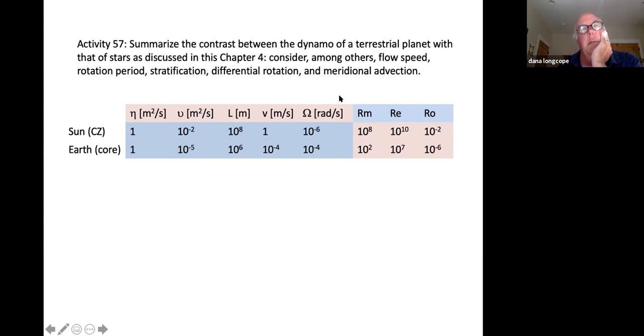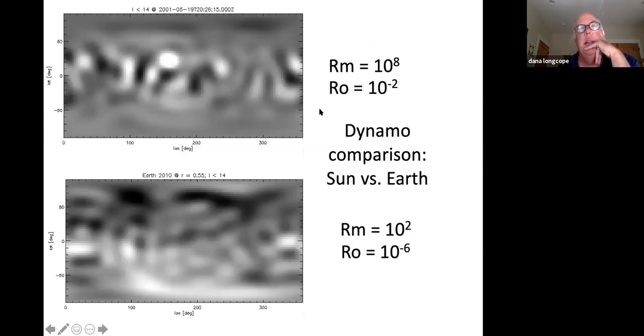Okay, well, I outlined something that combines flow speed and rotation period. I left out differential rotation and meridional advection. Those are more complicated in the Earth's field. We'll hear more about them from Professor Stanley. But the key point I was trying to drive home was the difference in Reynolds number and the difference in Rossby number. And here is a synoptic plot of both the Earth's magnetic field, down here, and the sun's magnetic field, put on a similar size grid.